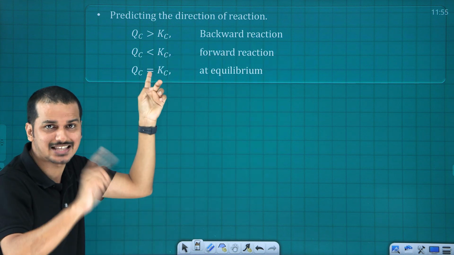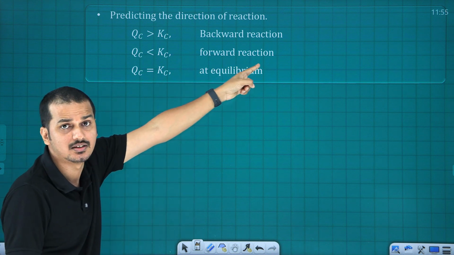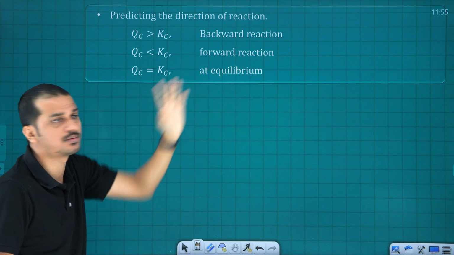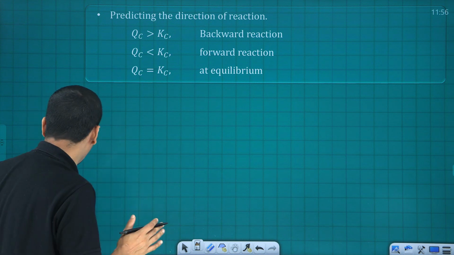And if Qc is less than Kc, then the products will increase. That means the forward reaction will increase. And if Qc is equal to Kc, that is what is called equilibrium. Related questions should be there. You have to keep that idea in mind.